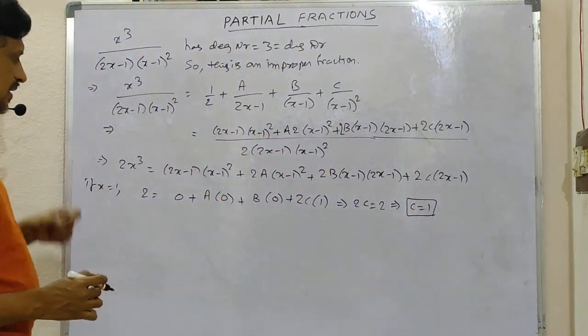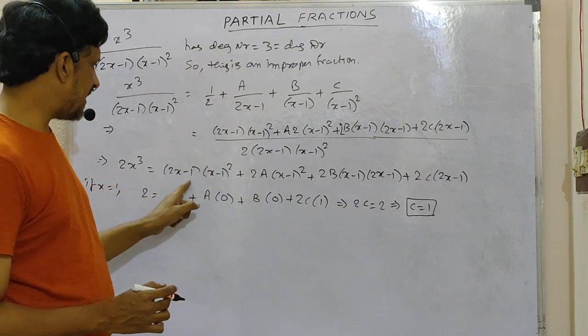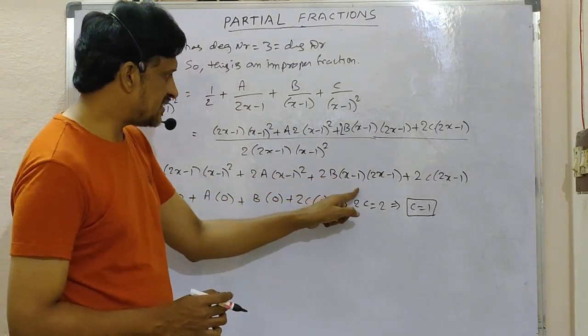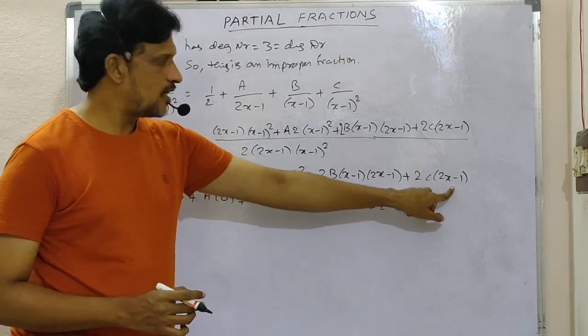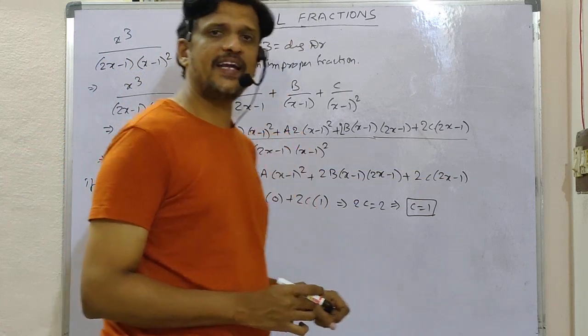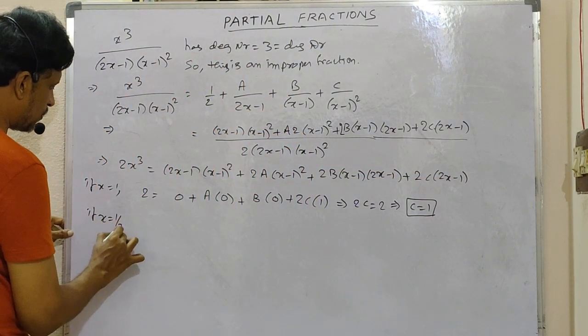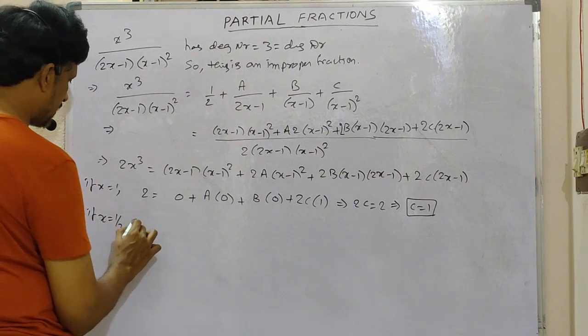So the value of c is 1. And now the other common factor is 2x minus 1. Here it is there, here it is there, and here also it is there. 2x minus 1 is equal to 0 gives x is equal to 1 by 2. So if x is equal to 1 by 2, then 2x minus 1 will be 0.